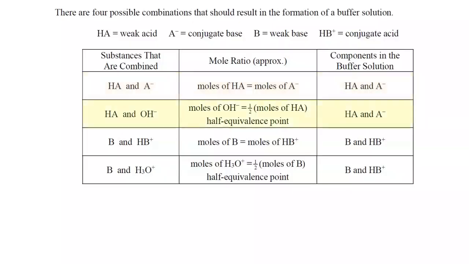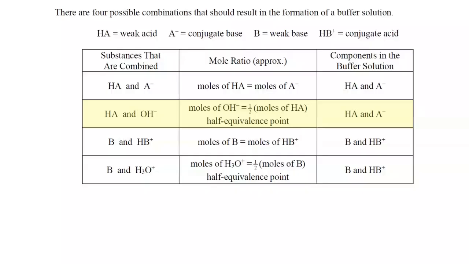The next example says you could combine a weak acid with a strong base, but combine them in such a way that the number of moles of the hydroxide ion is half as much as the number of moles of the weak acid. This would result in that half equivalence point situation, resulting in an equal mixture of both HA and A-.